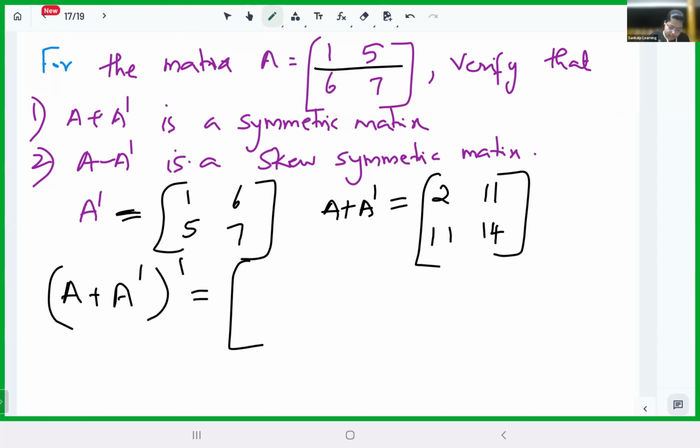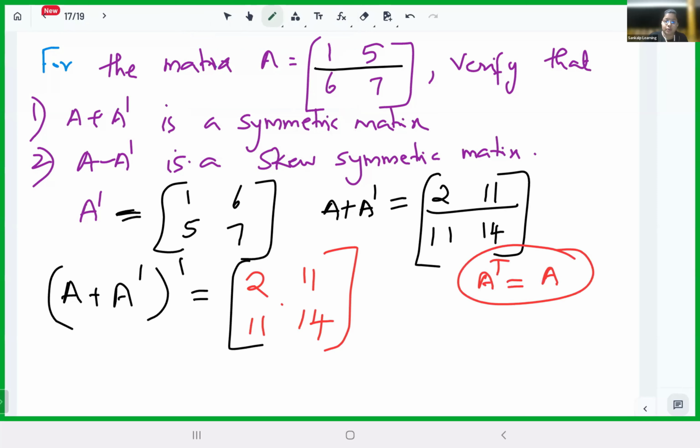What is the transpose of this matrix? You rearrange the row as column. So you will get 2, 11 will be the first column and 11, 14 is the second column, right? So this is our transpose of the matrix. A is a symmetric matrix if A transpose is equal to A, right? So are they equal? This was our A, right? This was our matrix and the transpose is given here. Both are equal, right? So it satisfies the condition.